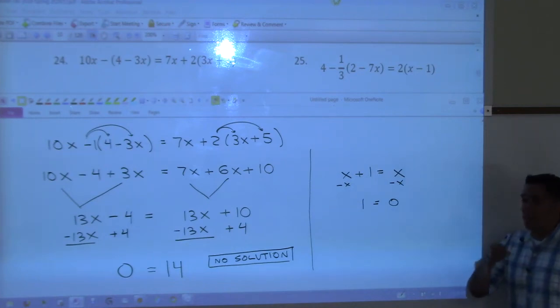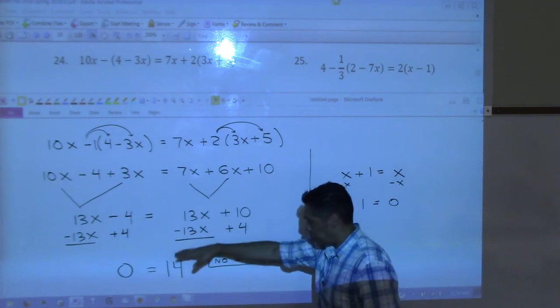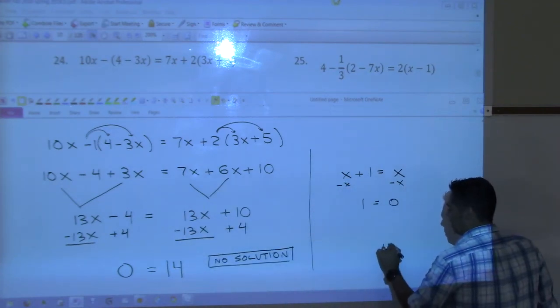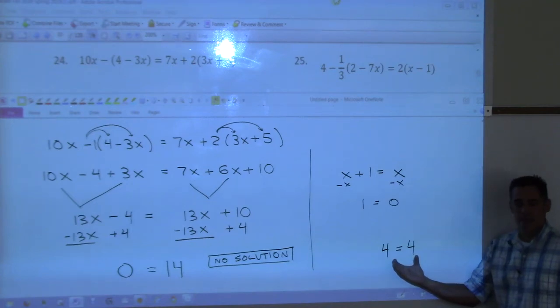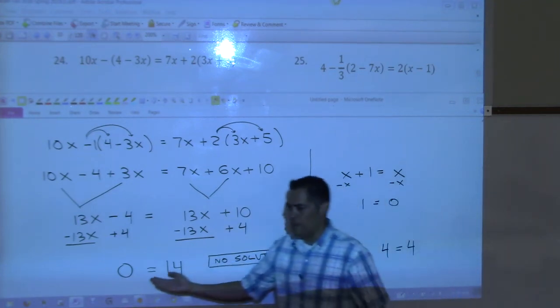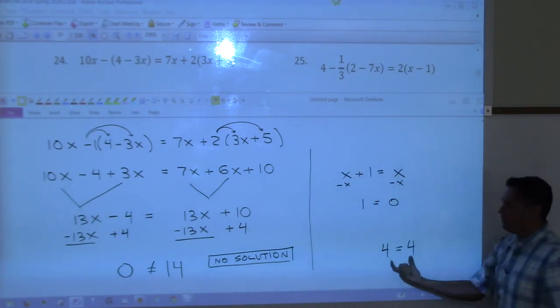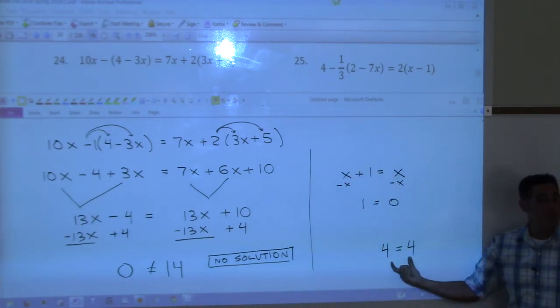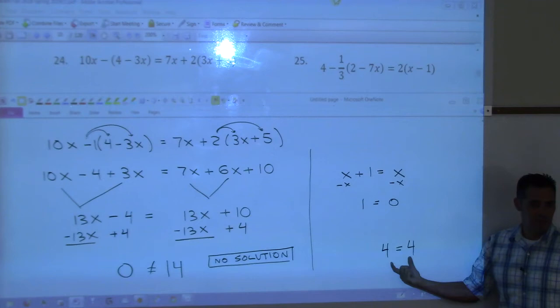But there may be something else that happens in your homework where you work through a problem and at the end you get something like this. The x's cancel, but you get something like this at the end. So here we got 0 equals 14. We know that's not true, so there's no solution. What if you work through a problem on your homework and you get at the very end 4 equals 4? What is that telling you? Well, that's telling you that every number is a solution. All right? Every number is a solution.